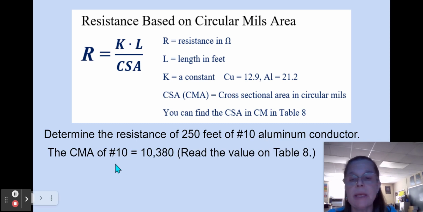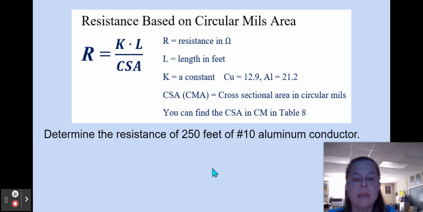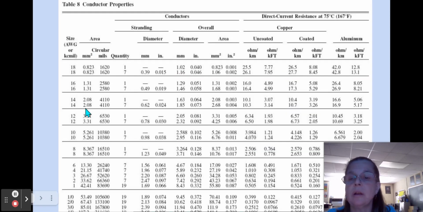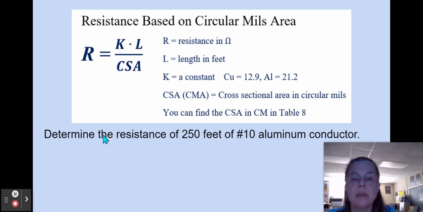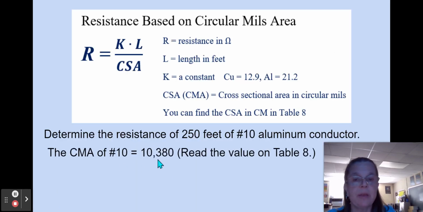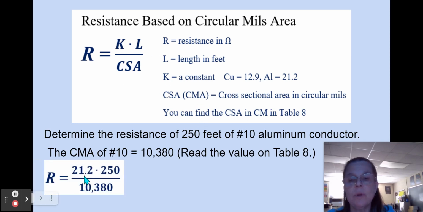I go to Table 8 and I read it. It will say 10,380. So if I go back here, remember we're looking for number 10. Go to number 10, 10,380. So that brings me to this value. Now I can start substituting. I know the K, I know the L, I know the cross-sectional area. 21.2 times 250 for the length divided by 10,380.